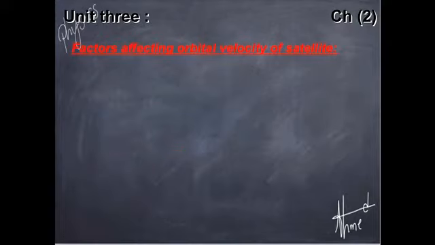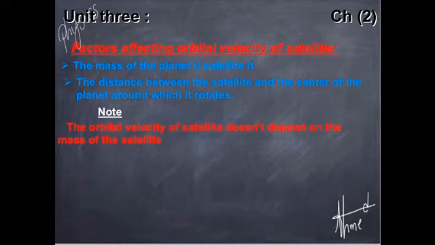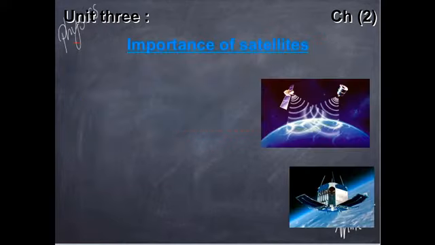The factors affecting the orbital velocity of a satellite are the mass of the planet and nothing except the distance between the satellite and the center of the planet. Keep in mind that the mass of the satellite does not affect the orbital velocity by any means. The orbital velocity does not depend on the mass of the satellite.